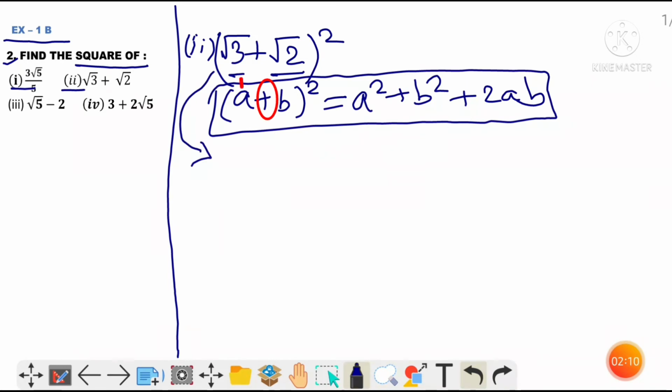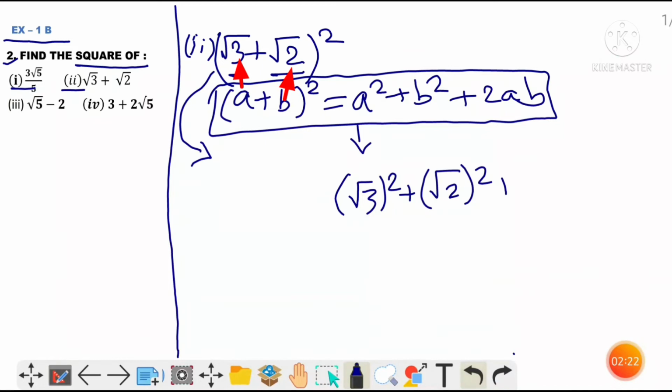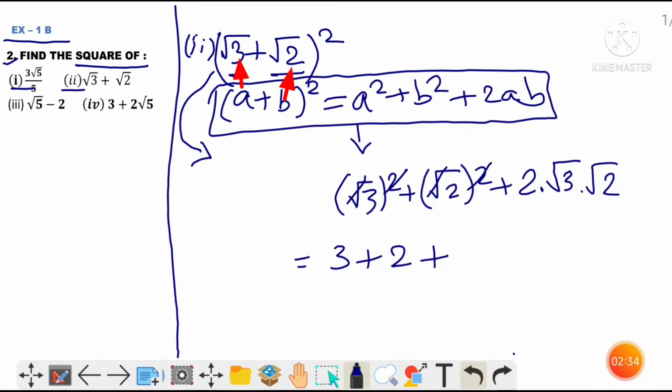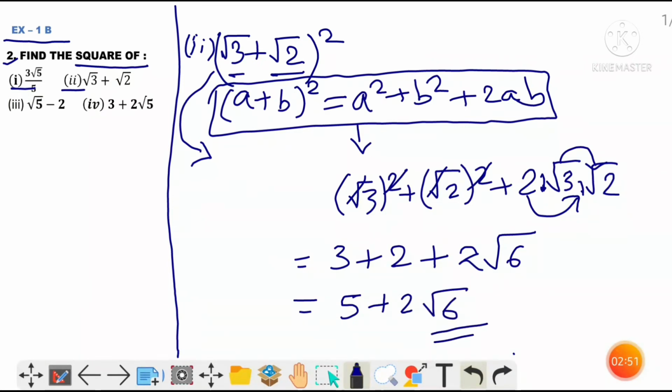Here a is root 3, b is root 2. So a square means root 3 whole square, plus b, root 2 whole square, plus 2 into a, which is root 3, into b, which is root 2. So here we get 3 plus 2, the square will cancel the root, plus. Now here we'll multiply only the numbers which are outside the root. Outside root 3 there is 2, and outside root 2 there is 1. So 2 1s are 2, and inside the root, 2 3s are 6. So it is 3 plus 2, 5, plus 2 root 6.